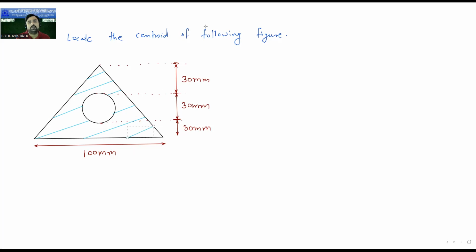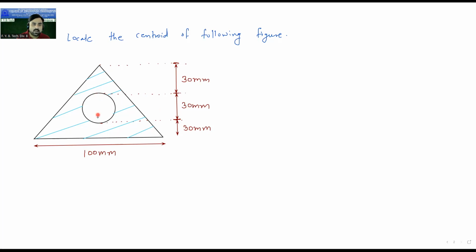Okay. So basically what is given, a triangle is there. This is a triangle which is having base 100 and total height of the triangle is 90 mm. And from that a circle is deducted. From the triangle, this circle is deducted. You can assume that there is this circular hole in this triangle. So initially the triangle was there, and from that triangle, this circle is deducted. It is taken out from the triangle.